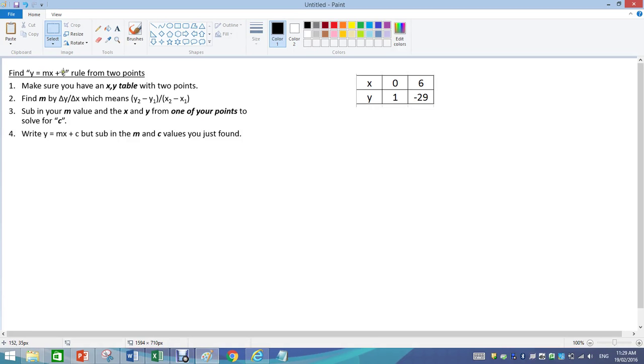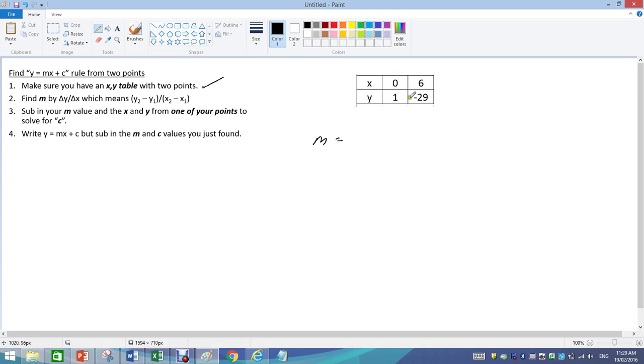This video helps you find the y equals mx plus c rule from 2 points, but involving negative numbers. The first step is to make sure you have an xy table with 2 points, which we have, so that's good. Find m by using this formula, so we can find the change in y and the change in x as well.